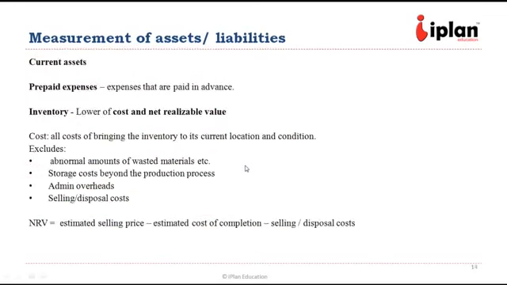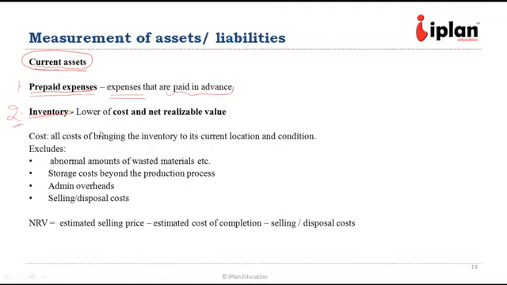Let us move further. So we have different types of current assets. So first one is prepaid expense. We have already seen the expenses which have been paid in the advance but have not been consumed. So they are our current assets. They are going to be consumed in future. We have already paid for them. So that is first type of current asset.